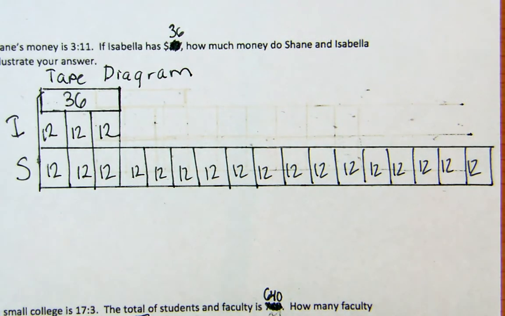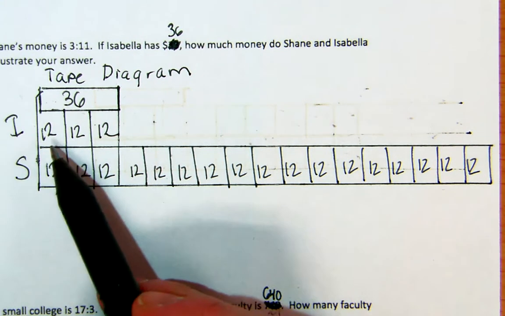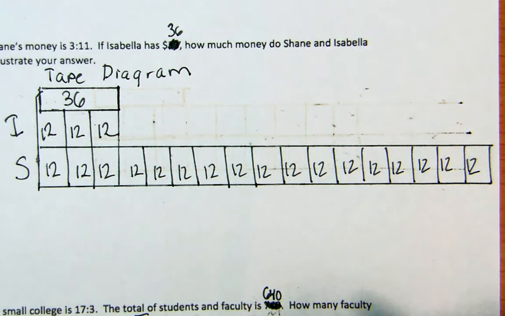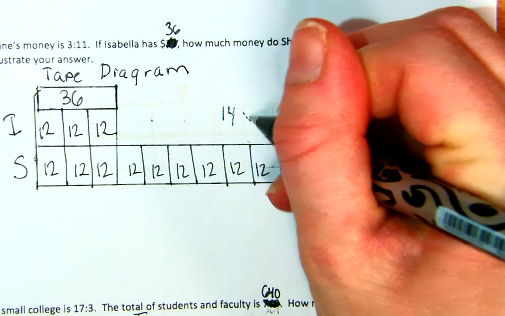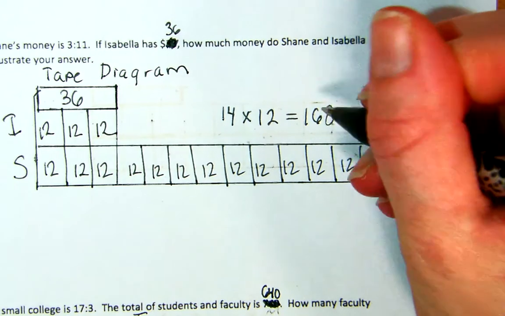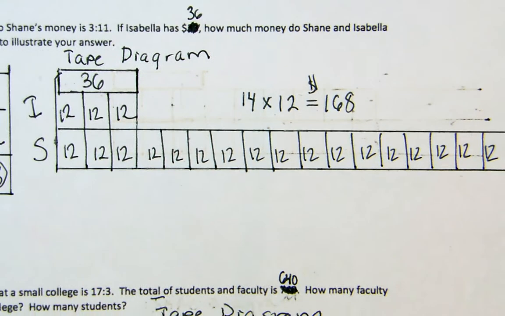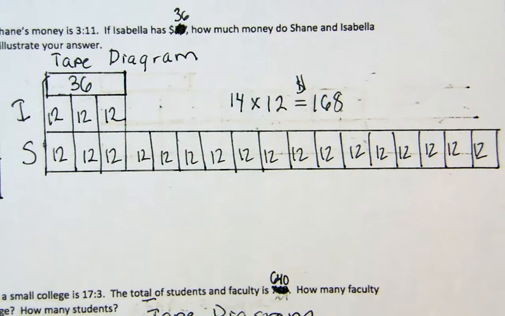So, now, if I want to know how much they have in total, well, I just got to count out how many 12s I have. I have 3 here. I have 11 here. That gives me 14 times 12, which, as we discovered earlier, equals $168. So that's a way to use a tape diagram. Okay, let's move on to the next one.